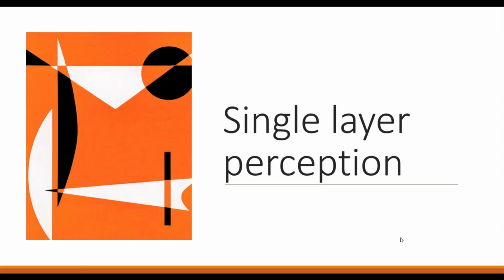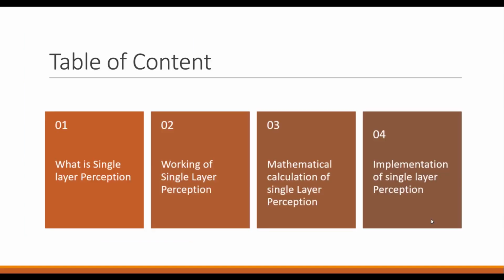So till now we have understood about artificial neural network. Now we will discuss single layer perceptron. So here is the table of content in which first we will discuss what is single layer perceptron. After that we will discuss the working of single layer perceptron, and then we will discuss the mathematical formula of single layer perceptron. In the end we will discuss the implementation of single layer perceptron.